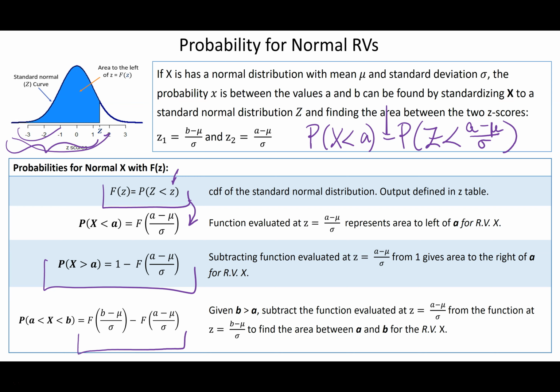Caution, if you subtract out of order, you'll get a negative number. It's a really, really easy fix. Just reverse the order and you'll get the positive version.